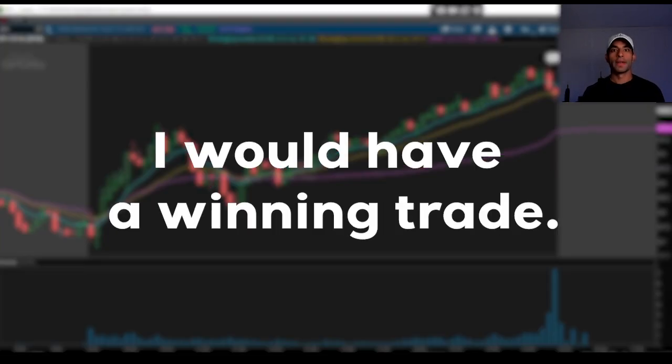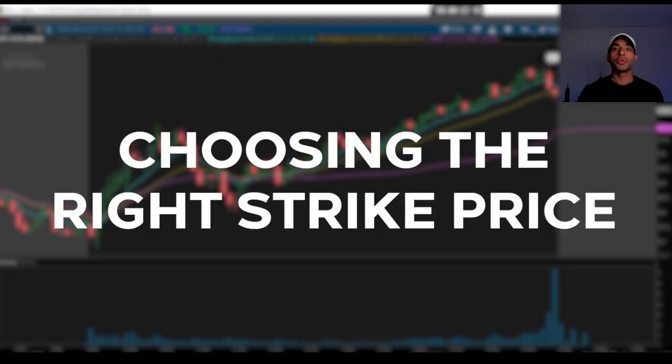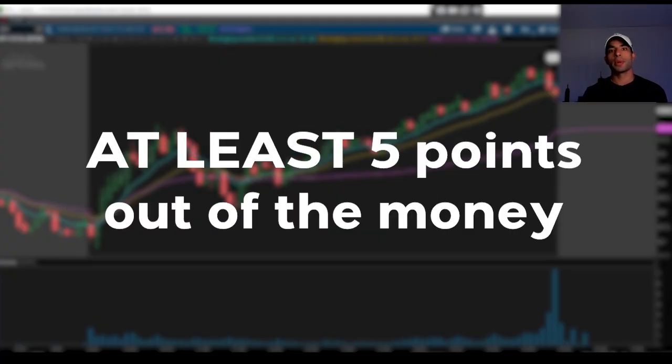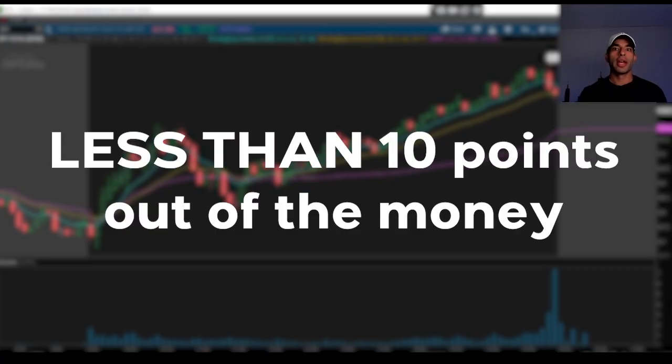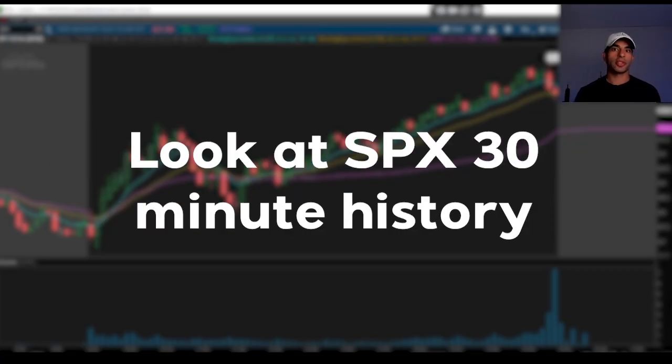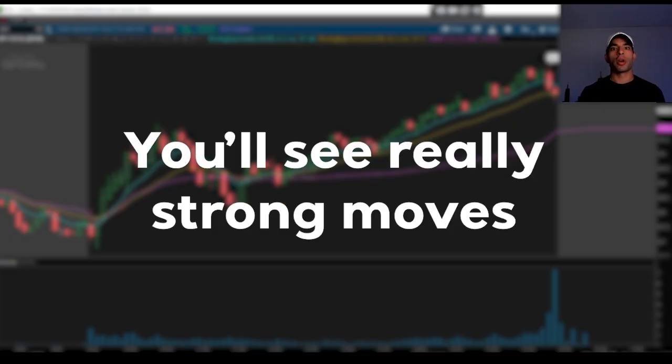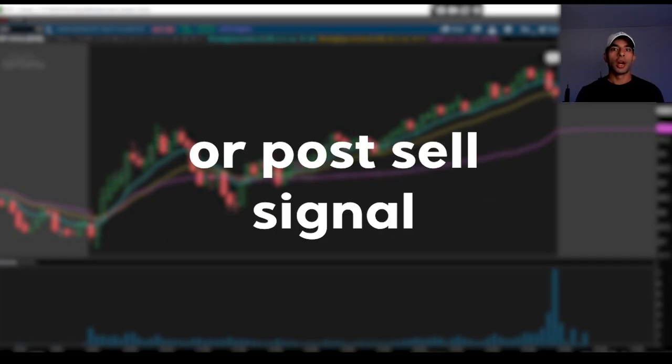All right, the last point to cover here, choosing the right strike price, okay? I want to go at least 5 points out of the money, but no greater than 10 points out of the money. If you take a look and you look at history, right, go through that SPX 30-minute chart. Take a look at the system, see how it moves, become familiar with it. You'll see that a lot of the times you get some really strong moves post-buy signal or post-sell signal.